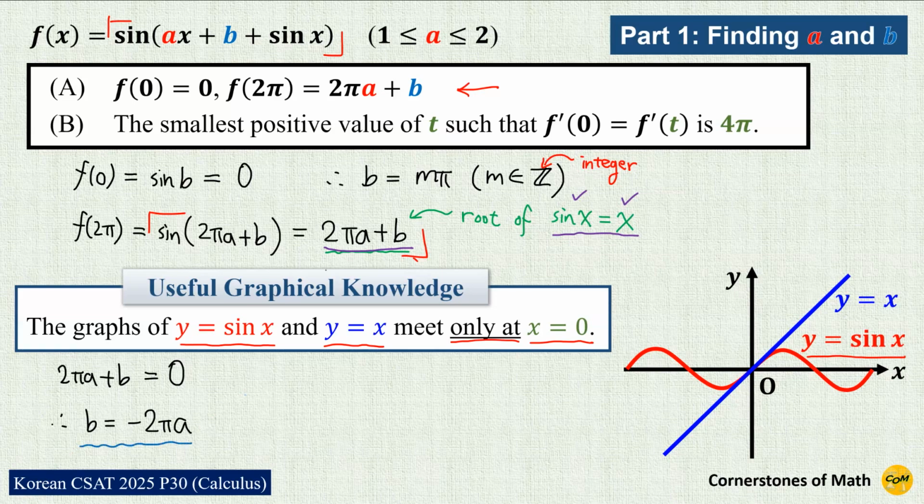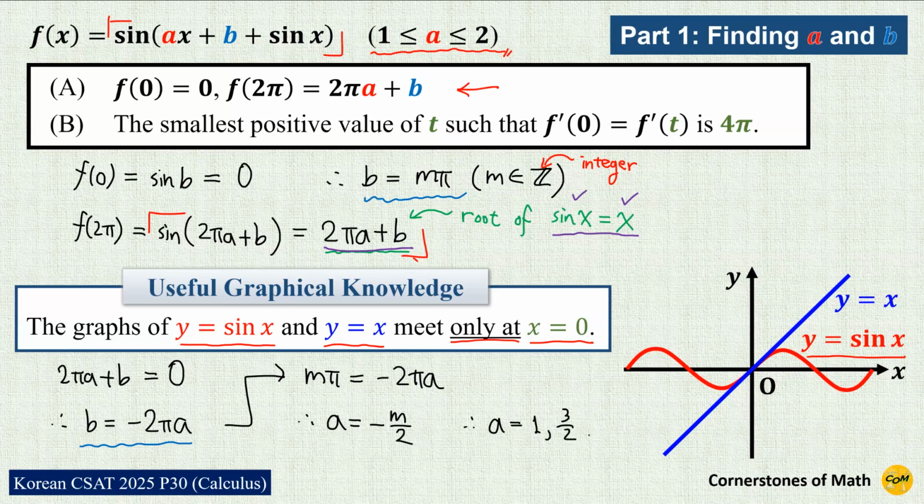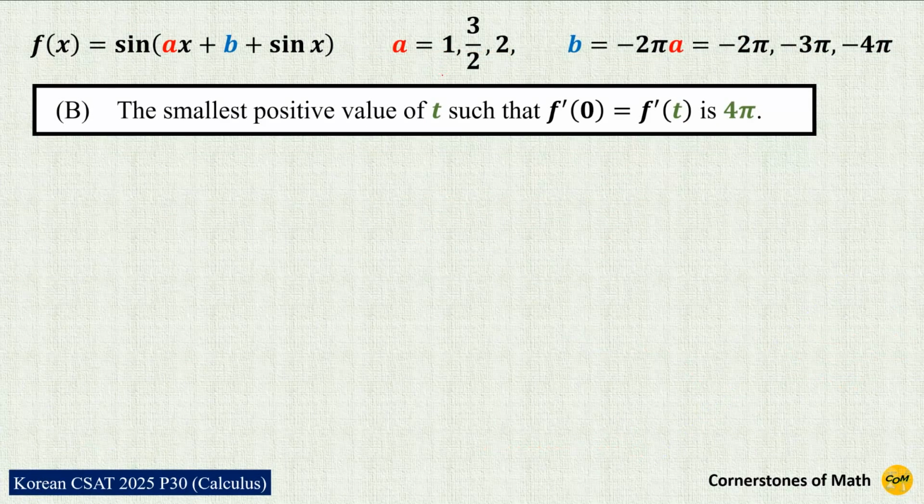So comparing these two, we know that mπ = -2πa, so a = -m/2. So a is a half integer, and it is given that a is greater than or equal to 1 and less than or equal to 2. Therefore, possible values for a are 1, 3/2, and 2. So a can have these values, and since b is given as -2πa, the corresponding values for b are -2π, -3π, and -4π.